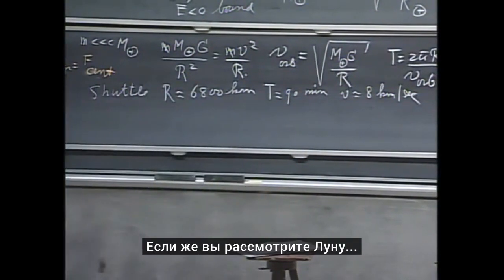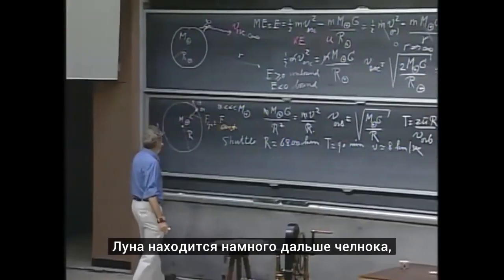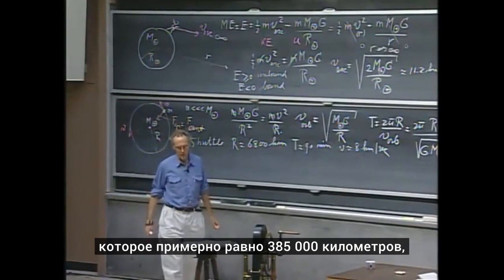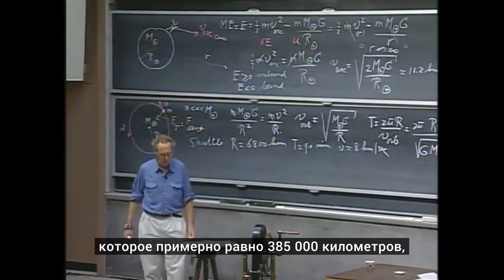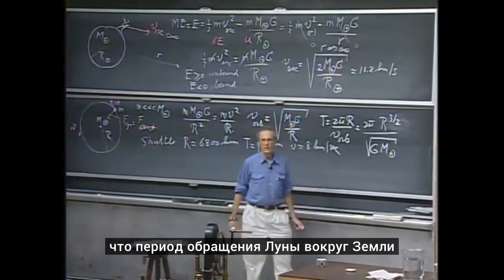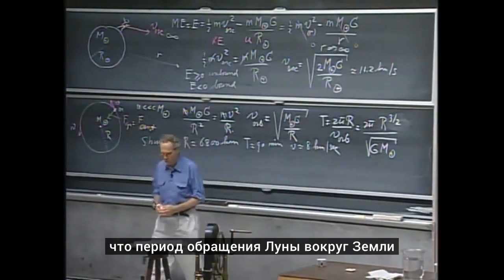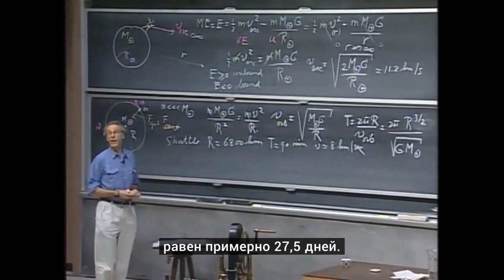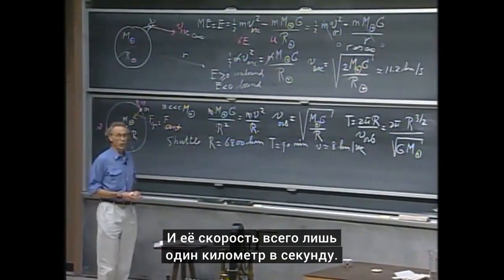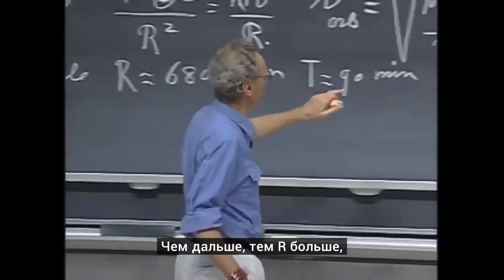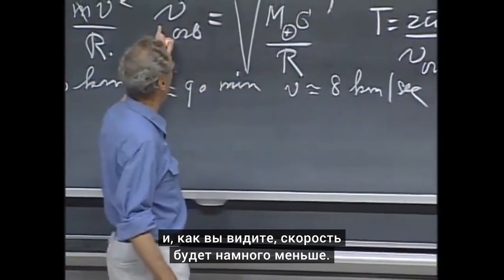The moon is much further away than the shuttle. If you take the distance to the moon, which is some 385,000 kilometers, and substitute that in this equation, you will find that the period for the moon to go around the Earth is about 27.5 days, and its speed is only 1 kilometer per second. It's much further out, so r is much larger, and so you see the speed will be much lower.